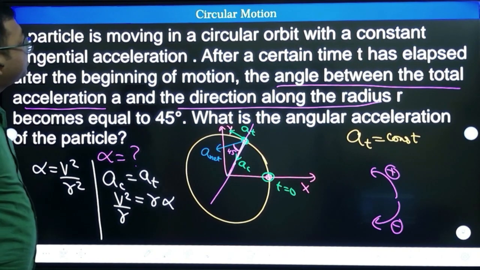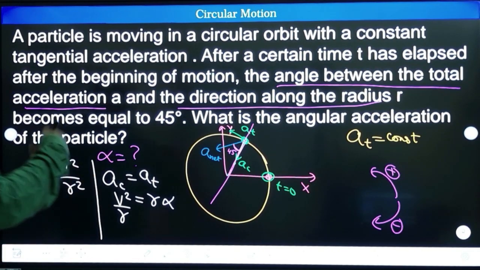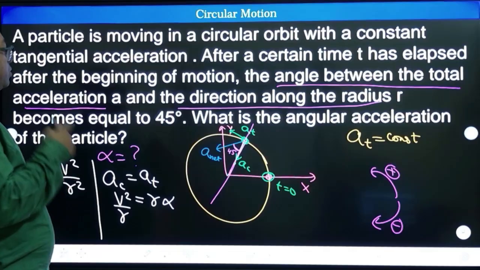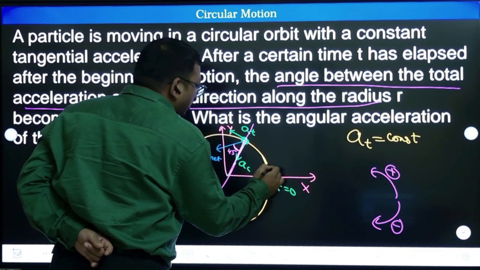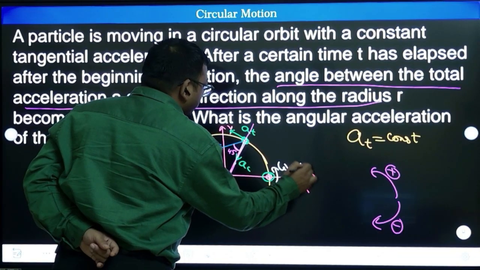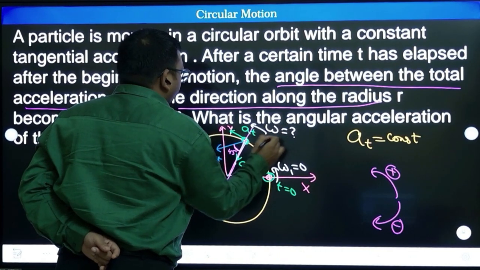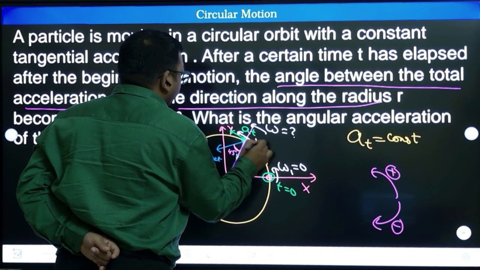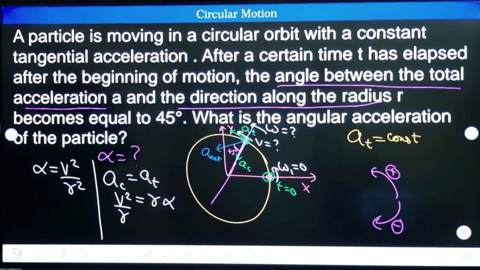But did they give the speed? The speed they have not given, because speed is changing. We do not know what the speed is here. Of course, initially the speed was 0, so initial omega 1 was 0, but here we do not know what omega is, and we also do not know the speed. I think we need to think of calculating that. Radius is given.